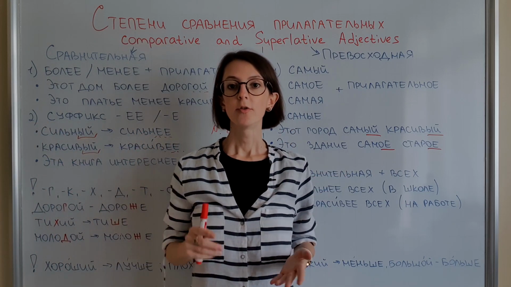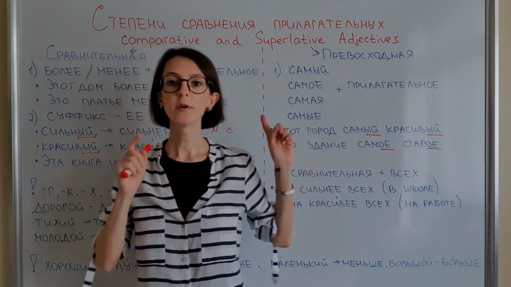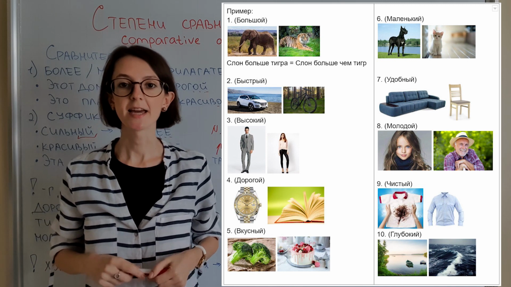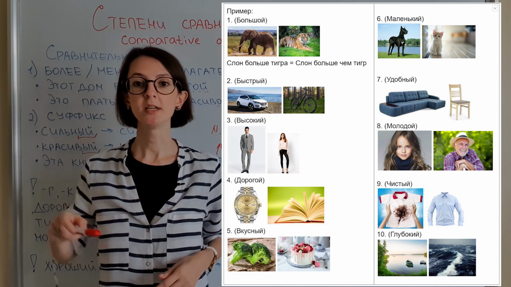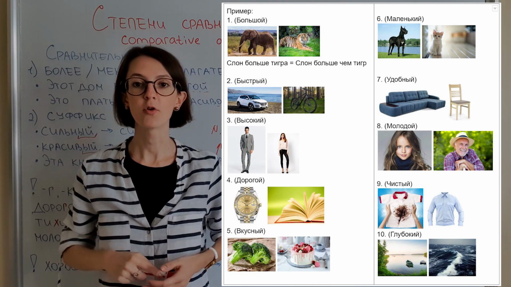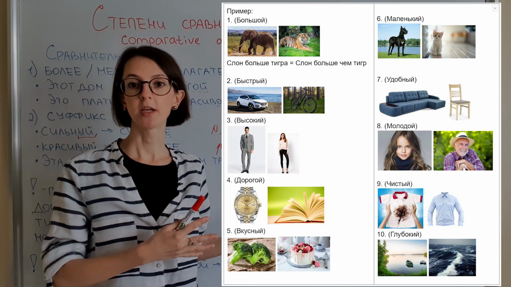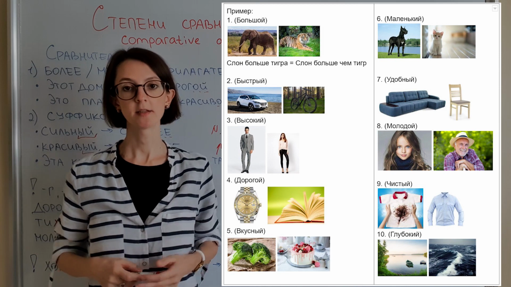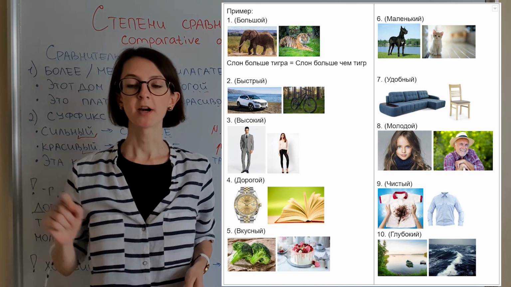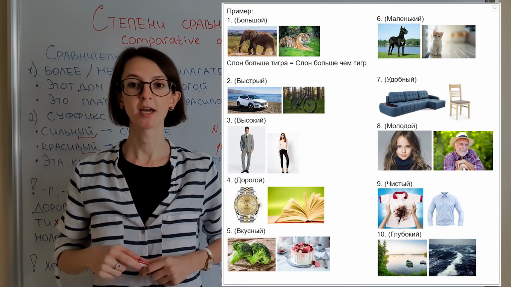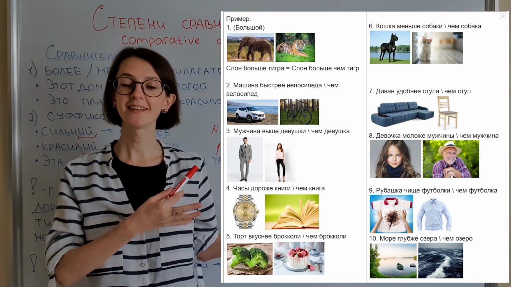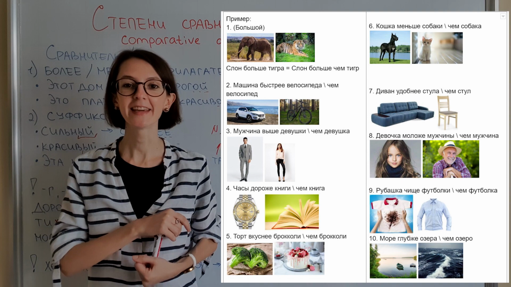This is the theory. Now to practice, over here you will see 10 pictures. You need to make sentences using comparative form of adjectives. So here are 10 sentences. Pause the video, write down these 10 sentences and I will show you the answers. Ta-da! I hope you didn't make any mistakes.